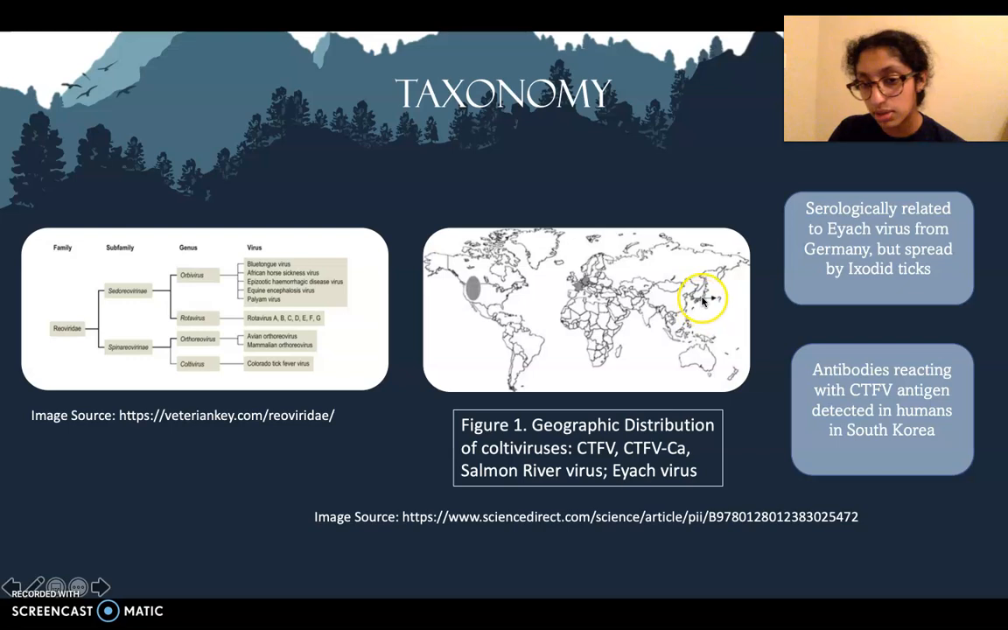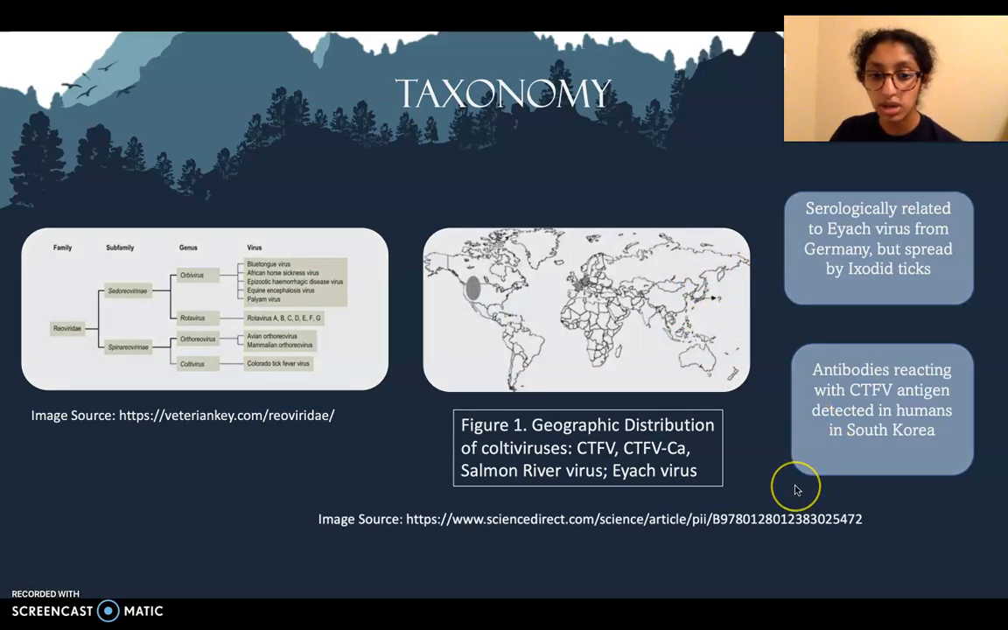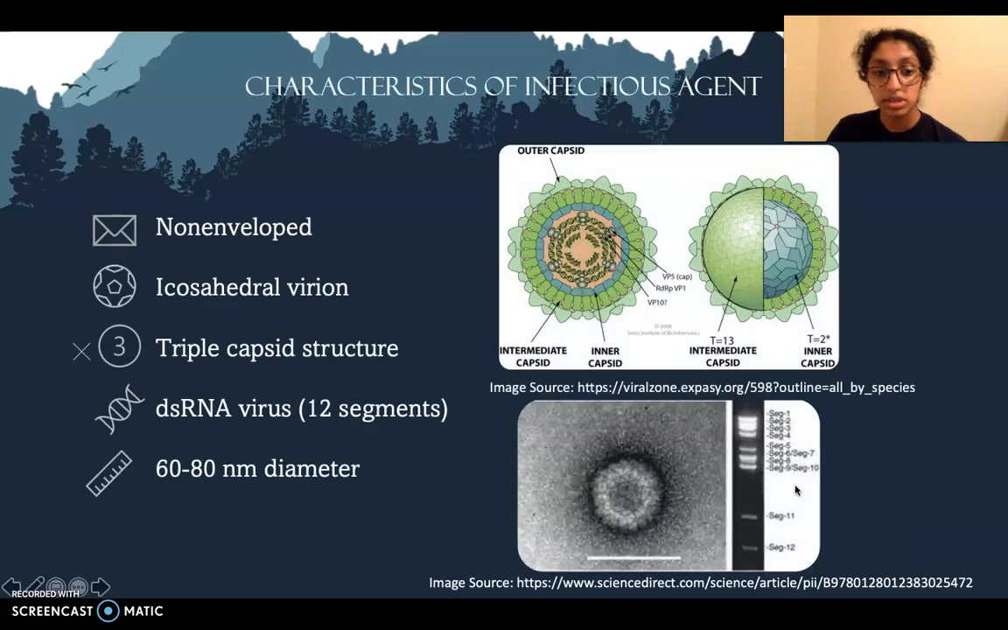Here's a funny, a confusing little case. They don't really know how it happened, but there was a human in South Korea in the 1960s who contracted CTFV, or they found the presence of CTFV antigen in his serum, and they don't know how he got it because CTFV is commonly found in North America and not here. So maybe he traveled there. We don't know. Okay, moving on to characteristics of this agent.